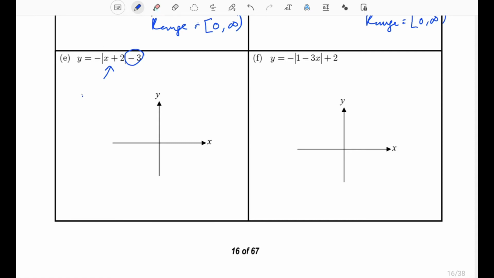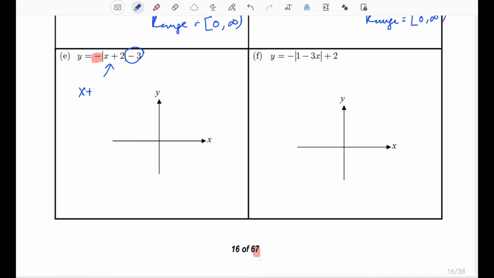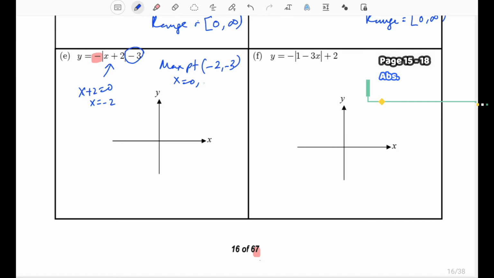How do I know the maximum point? Because we have negative in front here. So x plus 2, if equate to 0, x equals to -2. So we have the maximum point to be (-2, -3). Alright? So when x is 0, get your value for y. y will be negative of modulus 2 minus 3, so you get -5.